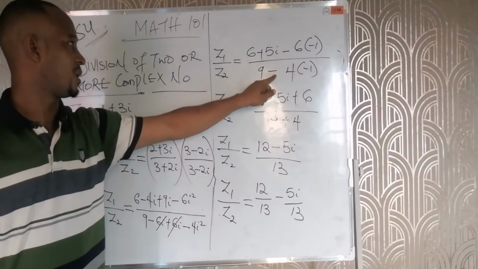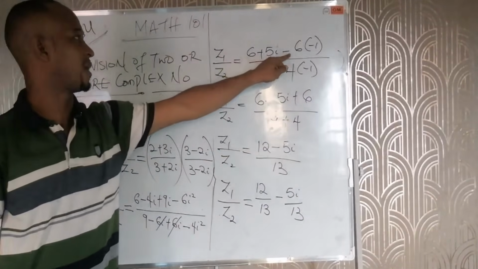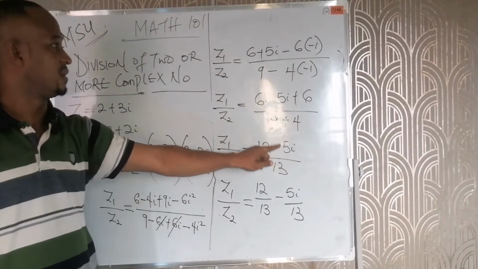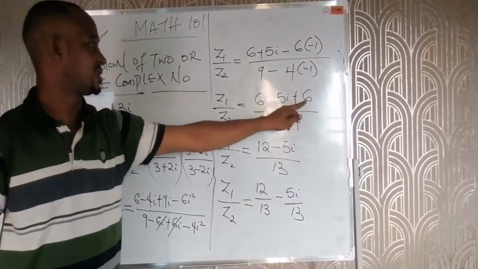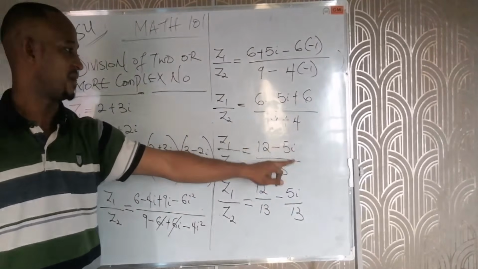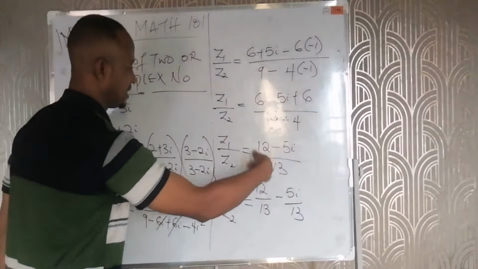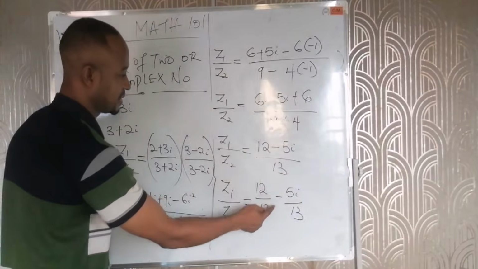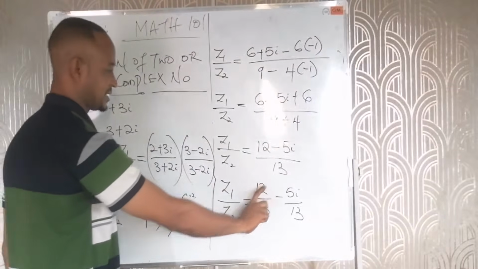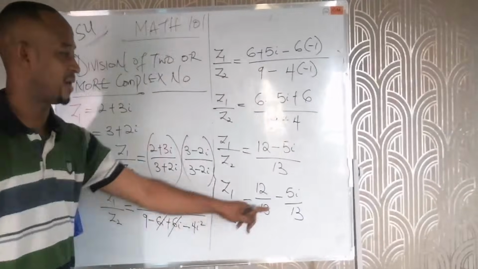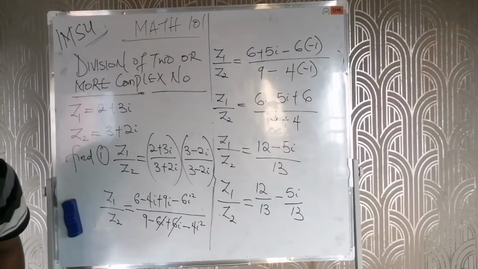So minus 4 times minus 1 will give us plus 4. On this side here, minus 6 times minus 1 will give us plus 6. So this and this are like terms. 6 plus 6 will give us 12 minus 5i, all divided by 13. So the real part, I can split this into 2, which is 12 over 13 minus 5i over 13. So the real part of this value is 12 over 13. Imaginary part is minus 5 over 13.